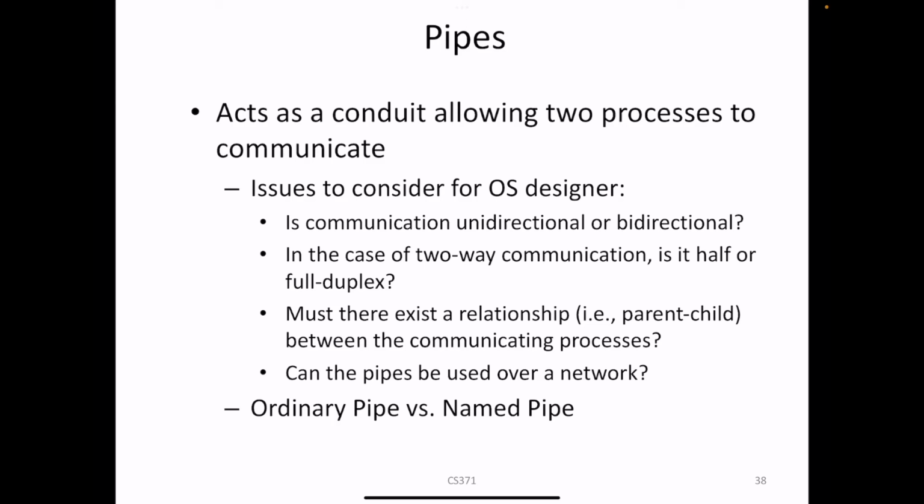Since the communication is between two processes, do they have a relationship or not? For example, a parent process and a child process. Do we require that or not? And also whether the pipes can be used over a network or can only be used locally. And there are two types of pipes that can be considered for implementation on operating systems. One is called ordinary pipes. The other is called named pipes.